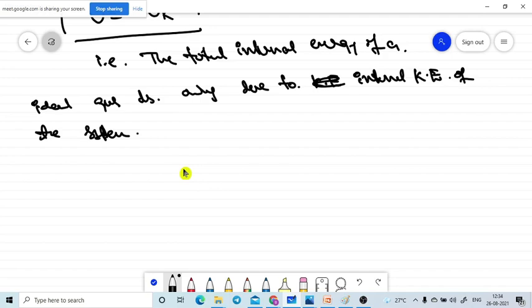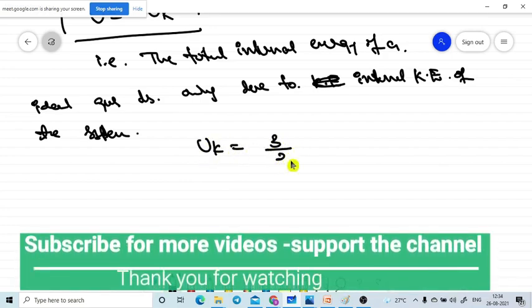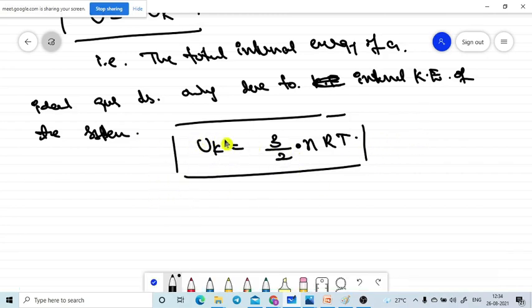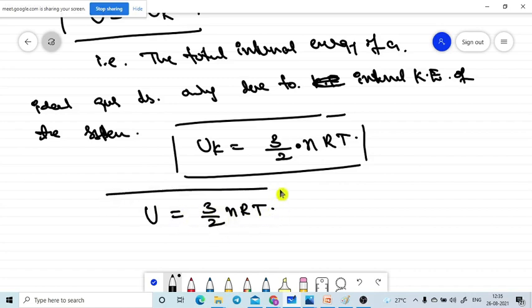What is the internal kinetic energy of the ideal gas system? UK is equal to, we have the formula 3/2 nRT. Please remember this one. I hope you will get the derivation of this one. It is an essay type question, 10 marks question. So the total internal energy of the ideal gas system is equal to 3/2 nRT. This is the formula. Please remember this formula. U is equal to 3/2 nRT for the ideal gas system.